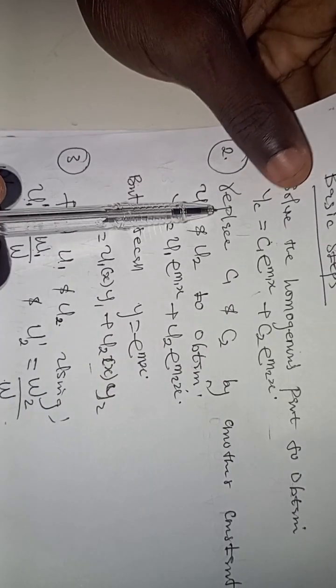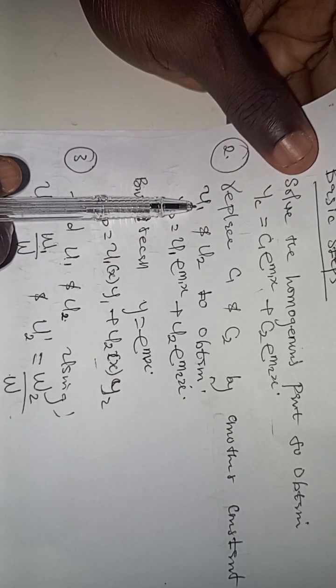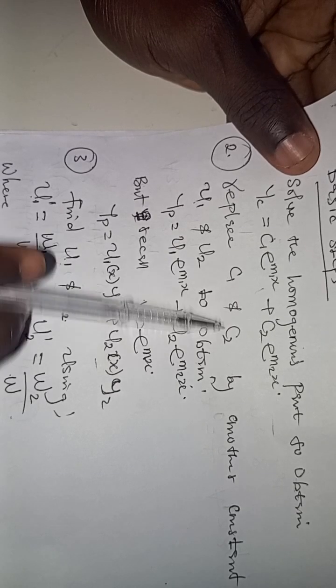And then secondly, we are going to replace C1 and C2 by another constant, any constant, and I'm using U1 and U2 in order for me to replace this. So we are going to dive into solution 3, which is a particular integral, yp.